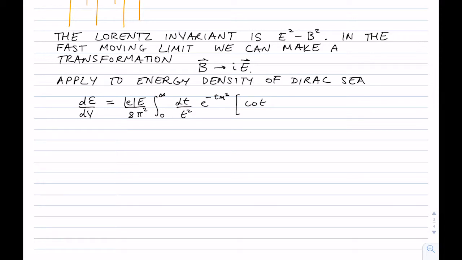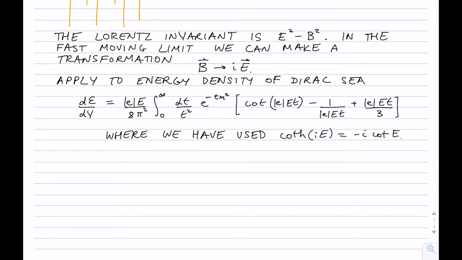So it goes from coth to cotangent, EET. And notice that this last term has changed sign. That's because it gets an I squared. And you can run this cot minus 1 over, this part that's in the square brackets here, through Mathematica, for example, and just check that it's still convergent at low values of E.